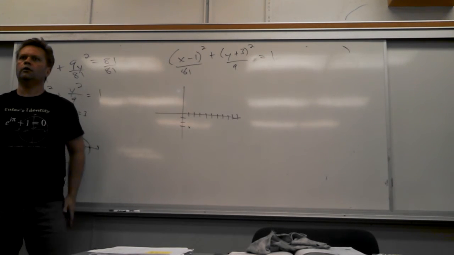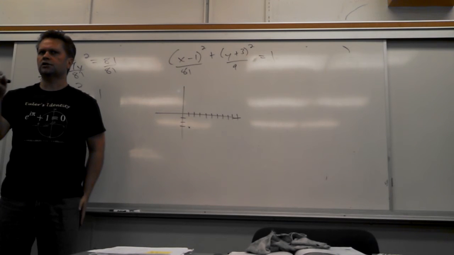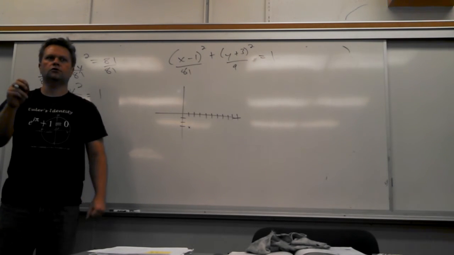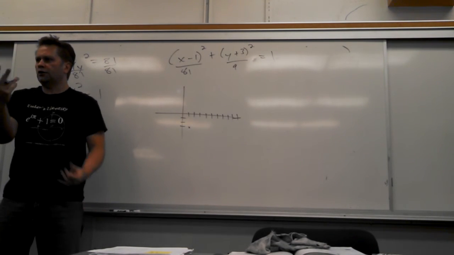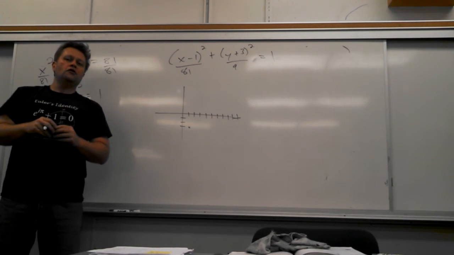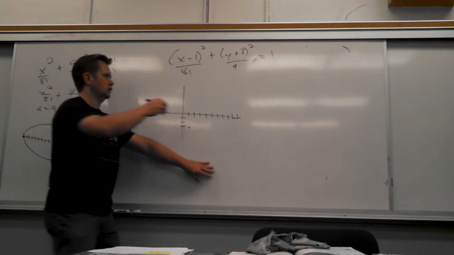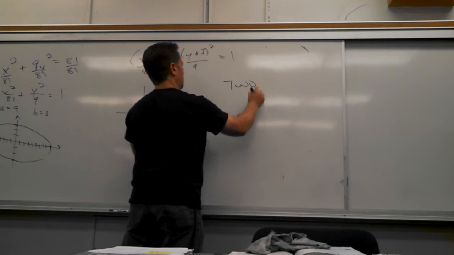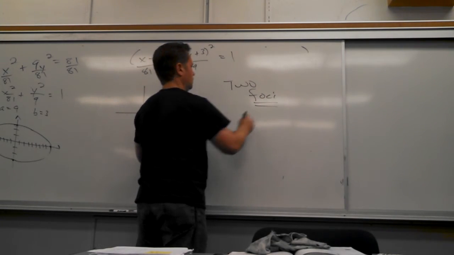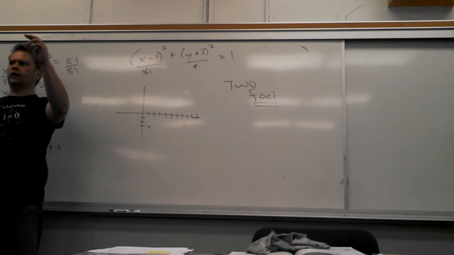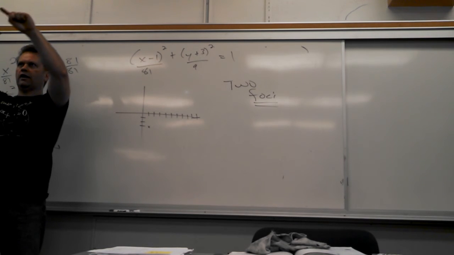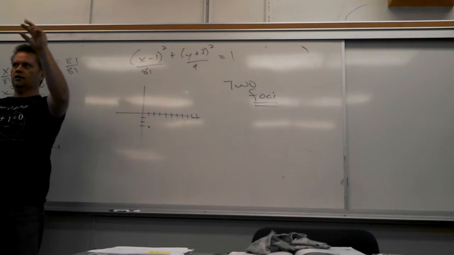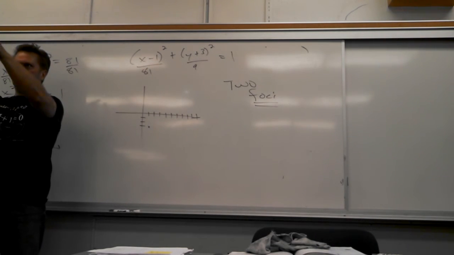You with me? So let's talk about what an ellipse has. An ellipse actually does not have a center. It sort of has two centers in a way. It's got two foci. Right? Whereas a circle is like the two foci together.